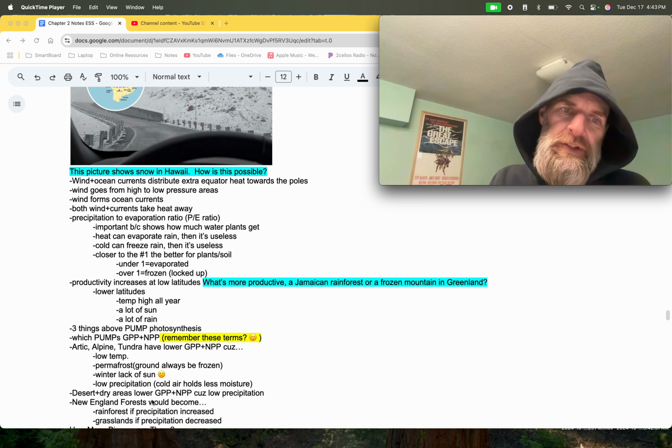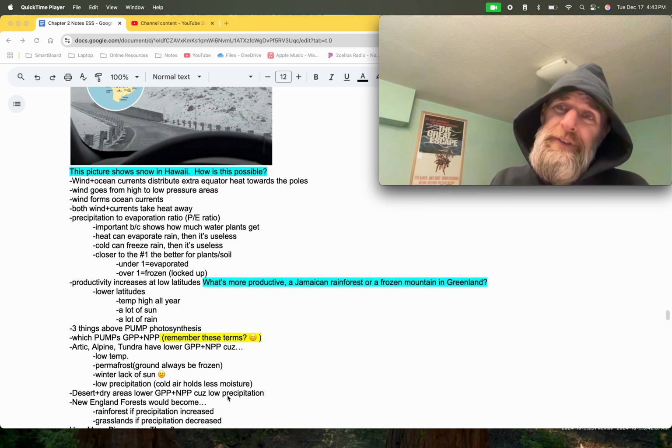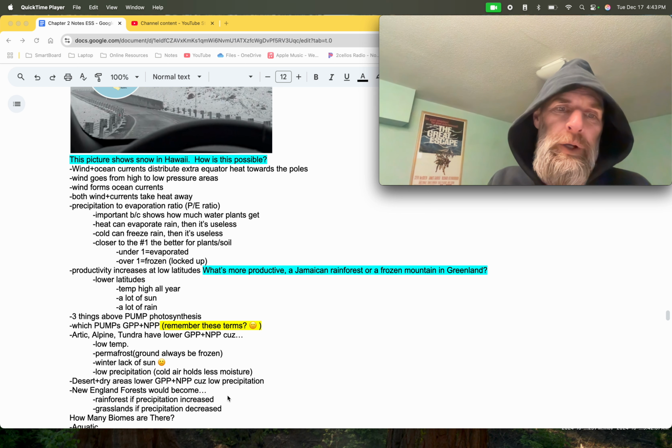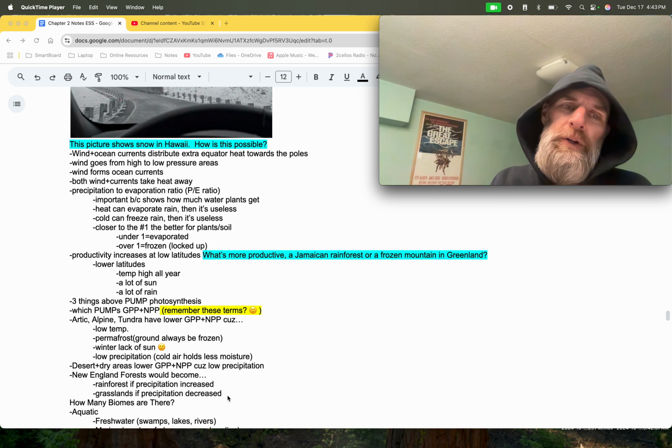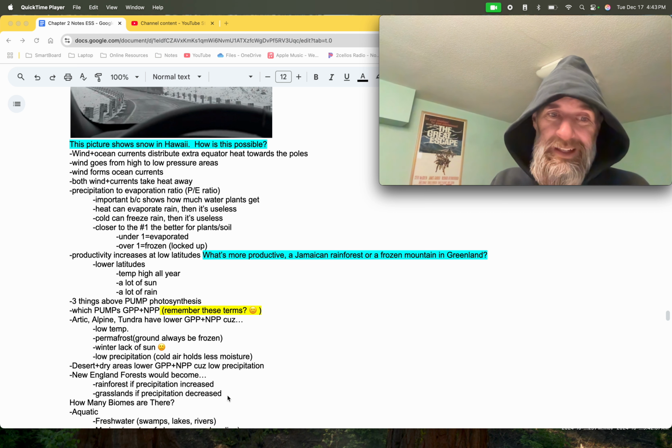Desert plus dry areas, lower GPP plus NPP. I knew I would work deserts in there because of the lower precipitation. Those are the two factors with it. They just do not precipitate. So you start to see why water and desertification really take a toll on things. New England forest would become rainforest if precipitation increased, and we would become grasslands if precipitation decreases. We'd become like the Midwest.